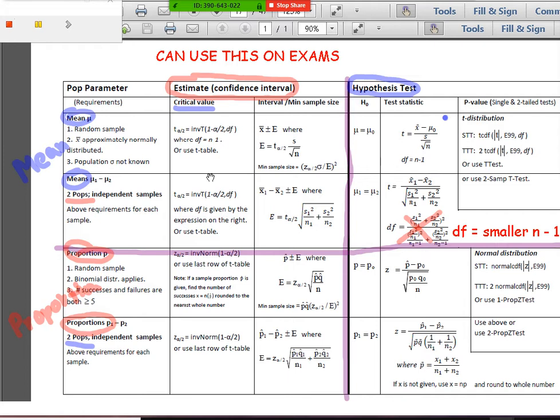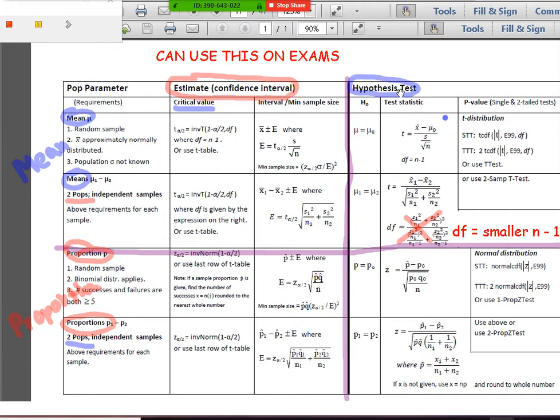So these formulas are all for confidence intervals, right? How to find the critical value, which is actually used for both of them, but this one is just for confidence intervals. What is a confidence interval? It's x bar plus or minus your E, where your E is this. Also, how do you find your minimum sample size? You can see the formula for that.